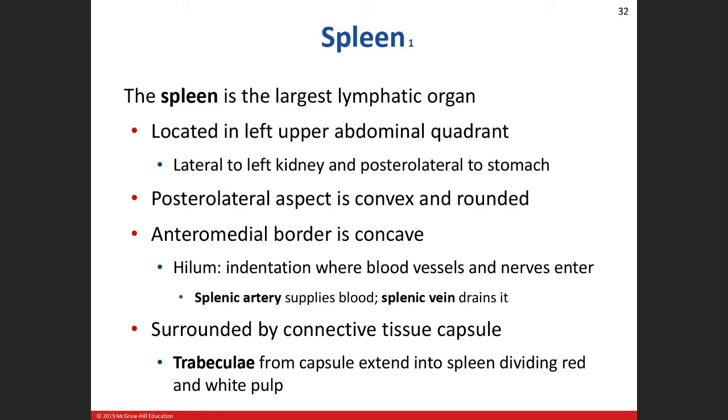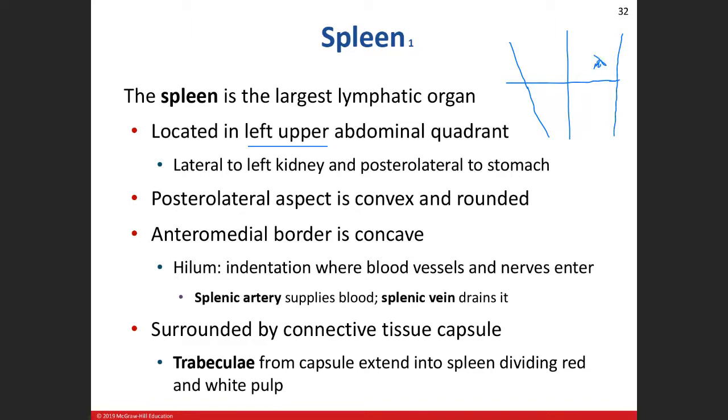So your spleen is located in the left upper quadrant. If you remember from chapter 1 in lab last year, here's your abdomen and thorax. So it's going to be in the left upper quadrant, which is right over here.